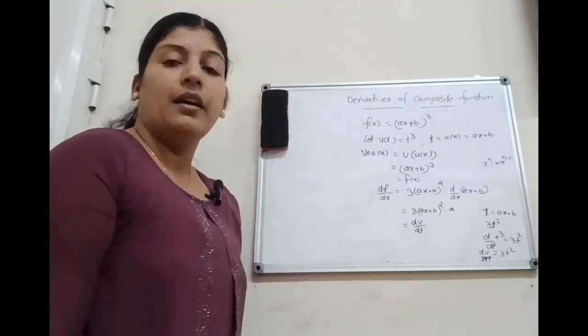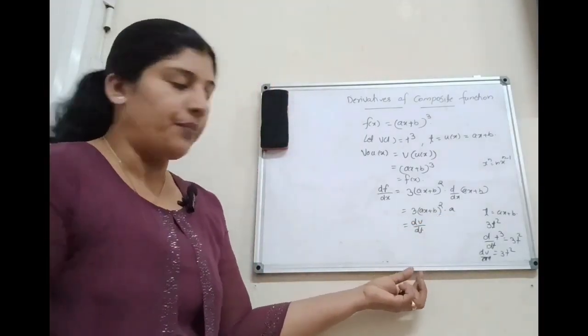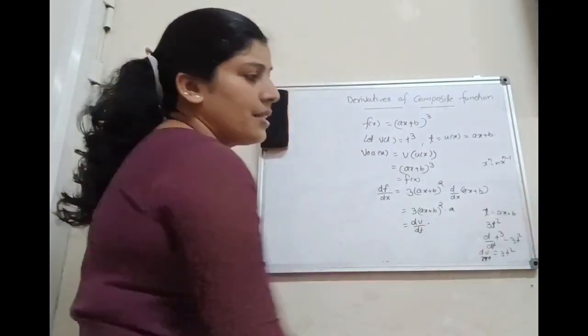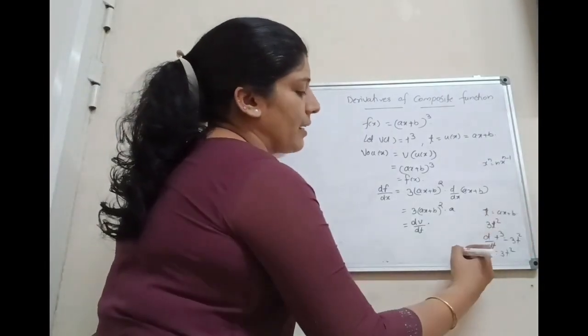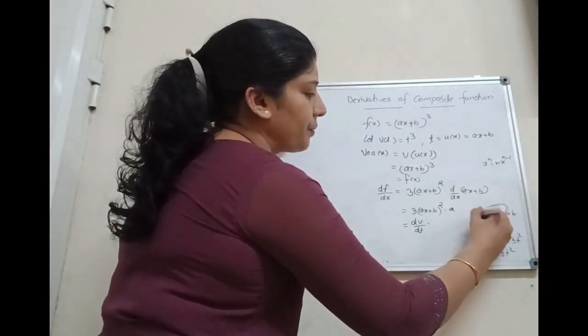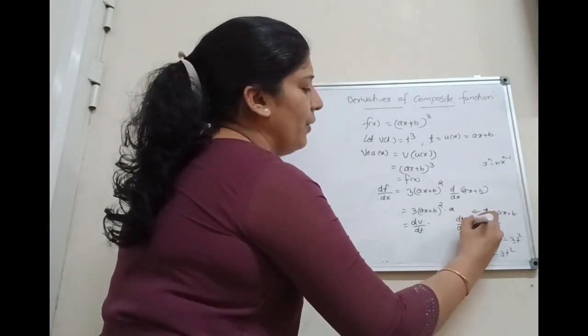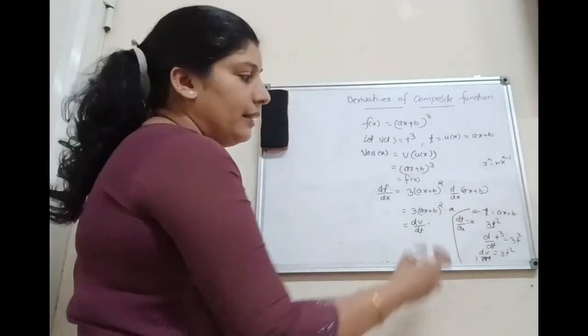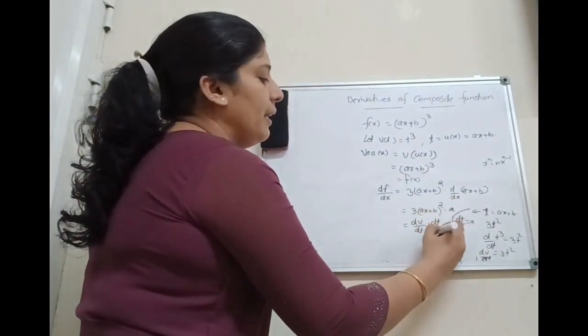That is the derivative of the function v with respect to t, into, then next, a. Here t equals ax plus b. Then what is dt by dx? Here dt by dx is equal to a, since t equals ax plus b. Therefore, a can be written as dt by dx.